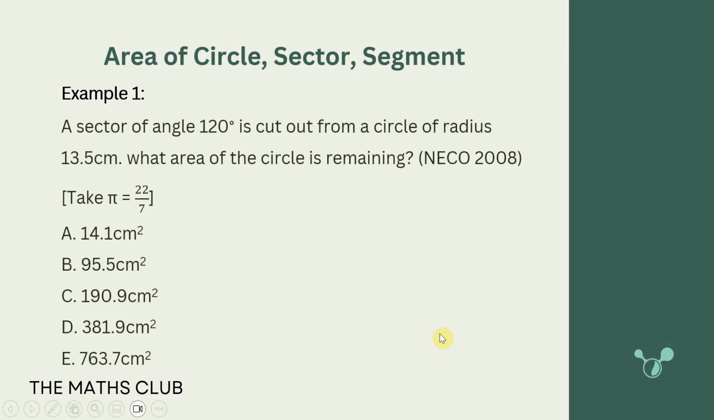So example 1 states that a sector of angle 120 degrees is cut out from a circle of radius 13.5 centimeters. What area of the circle is remaining? Let's take from NECO 2008. We should take pi to be 22/7. I want you to at least try your hands on this, pause the video and try it out yourself. Welcome back. Let's look at it together.